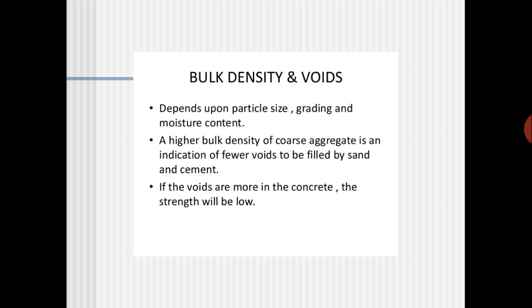Of course, the bulk density and the specific gravity are interrelated. If there is any variation in the specific gravity, there is a variation in the bulk density also. Bulk density is always related to the moisture content present in the aggregates. If moisture content is more in the aggregates, normally your bulk density is more. It depends on the particle size, grading and the moisture content, and mainly it is based on the moisture content.